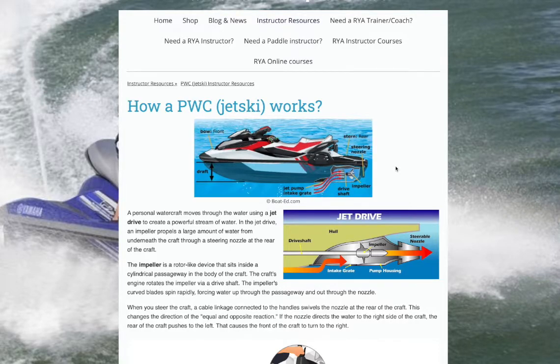Anyway, I just thought I'd use a jet ski to help you understand the true dynamics and the true science of thrust and rocket thrust.